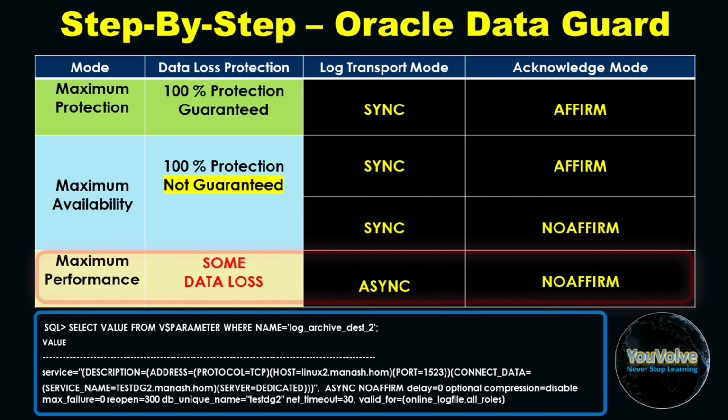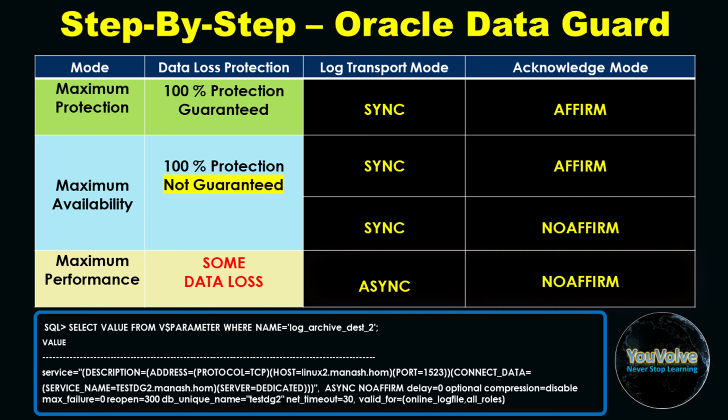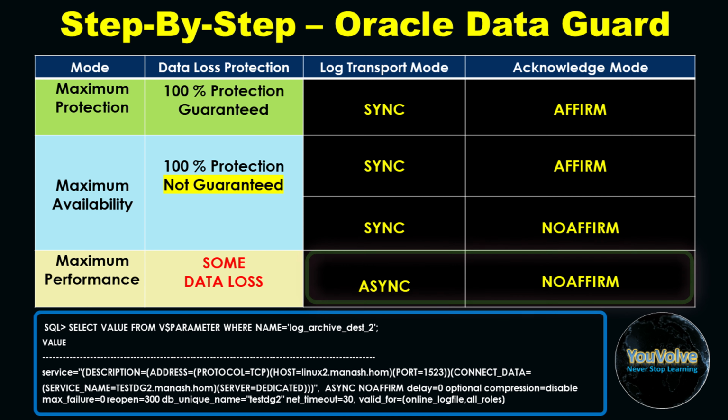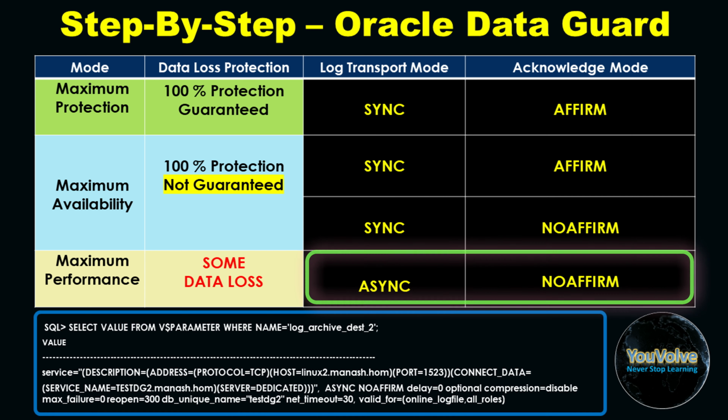In this mode, where log transport is async and acknowledgement mode is no affirm, it means that the commits in the primary don't wait for the standby's acknowledgement. If the standby server is down, unreachable due to, say, network failure, even then the primary database will continue committing its changes as long as it can write those changes to the online redo logs of the primary. This mode gives the best performance in the primary because the primary doesn't have to wait for any acknowledgement signal from the standby to proceed to the commit operation.